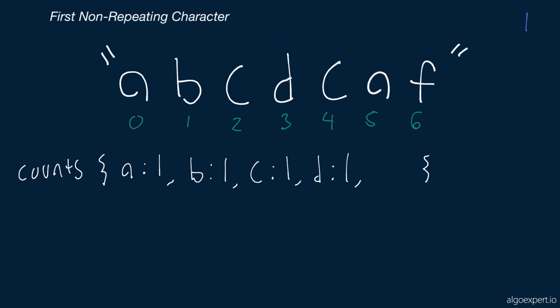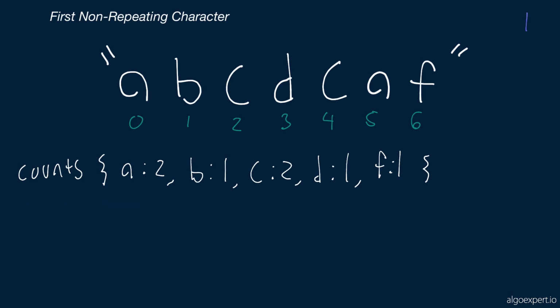Then we move over to C. C is in the hash table, so we just increment its frequency, so this now becomes 2. Then we move over to A. We see that A is in the hash table, and so we increment its frequency, so A now becomes 2. And then we move over to F. F is not in the hash table, so we give it a key of 1. So let me move that over there. And now we have figured out all of the counts of our different elements.